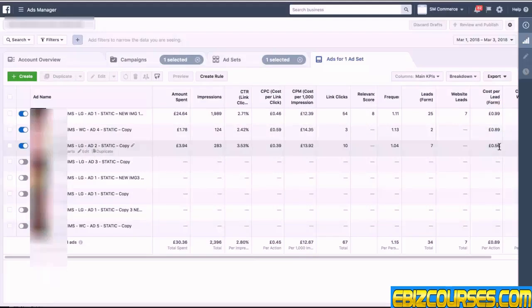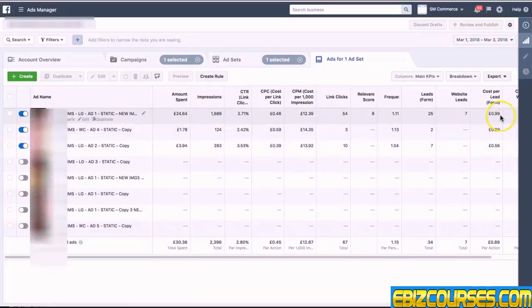If I'm getting a 56 pence cost per lead, regardless of what my target is, I want even more of those. I don't want to double it to 99 pence. So that's just something to bear in mind. It's not just about sniping ads that are not doing well. It's also about sniping ads that are doing well, and pushing for that performance from those different ad sets. And different ad sets perform in different ways.